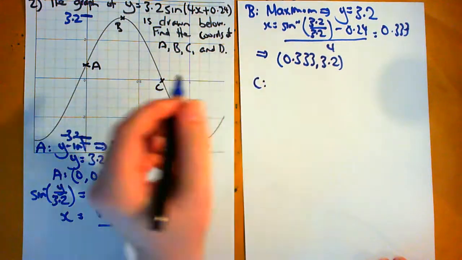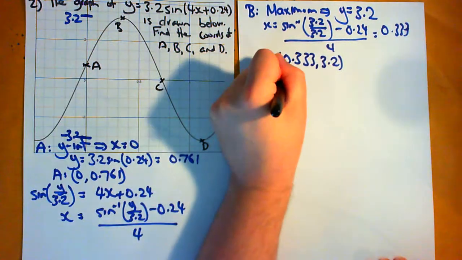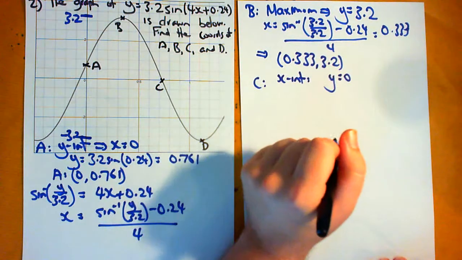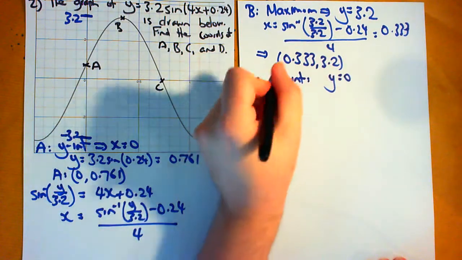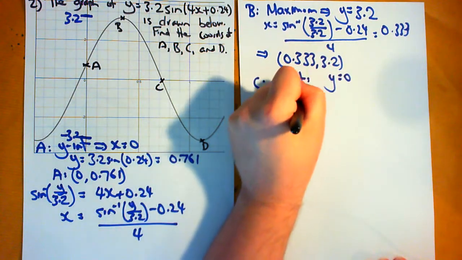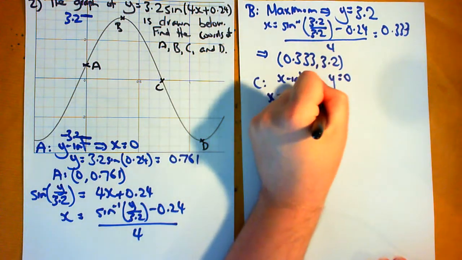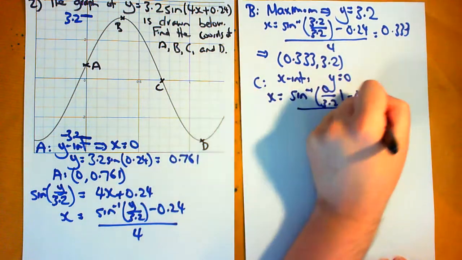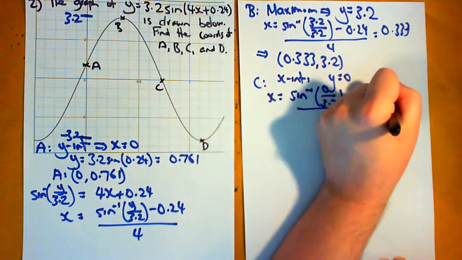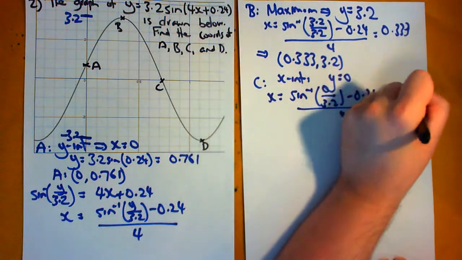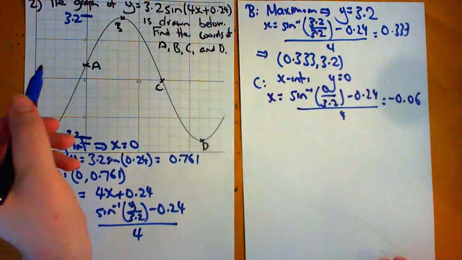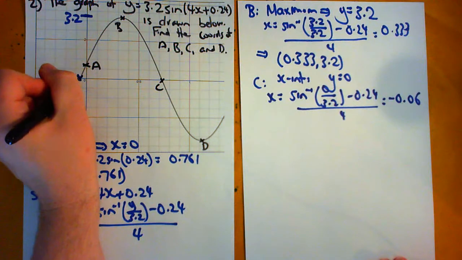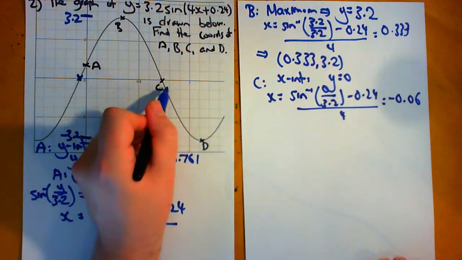Point C is the x-intercept, which tells us that y equals 0. Again, we can substitute that into our rearrangement, so we get x equals sine inverse of y, which is 0, over 3.2, minus 0.24. That's divided by 4, and that gives us an answer of negative 0.06. Negative means we're on the left of the y-axis, so we've just calculated this point. We need to get from here to here.